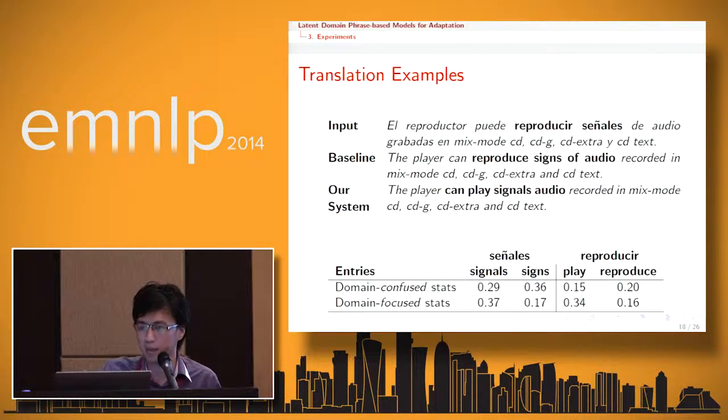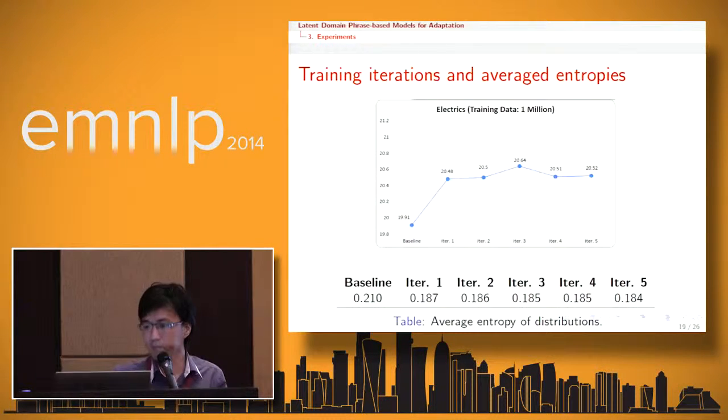it turns out that with the domain-confused statistic, the transition probabilities are quite equal, and it's really hard to determine which one is the best option. But when we look at the domain-focused statistic, we can easily recognize that for the Spanish word, signals, I don't know how to say this correctly, it can translate to signals in a clear way, and similar for other examples.